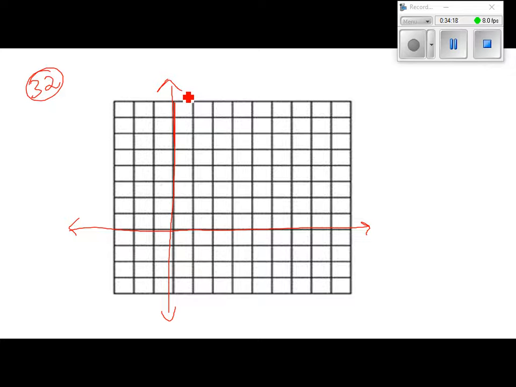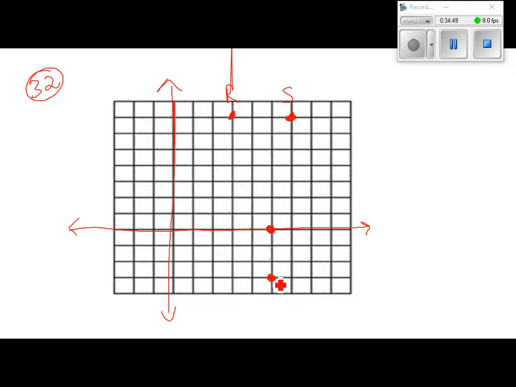So 3, 7: 1, 2, 3, 1, 2, 3, 4, 5, 6, 7. That's point R. 6, 7. 1, 2, 3, 4, 5, 6, and up 7. That's right there. That's point S. Then T is 5, 0. 1, 2, 3, 4, 5, 0. It's right there. And U is 5, negative 3. 1, 2, 3, down 3.